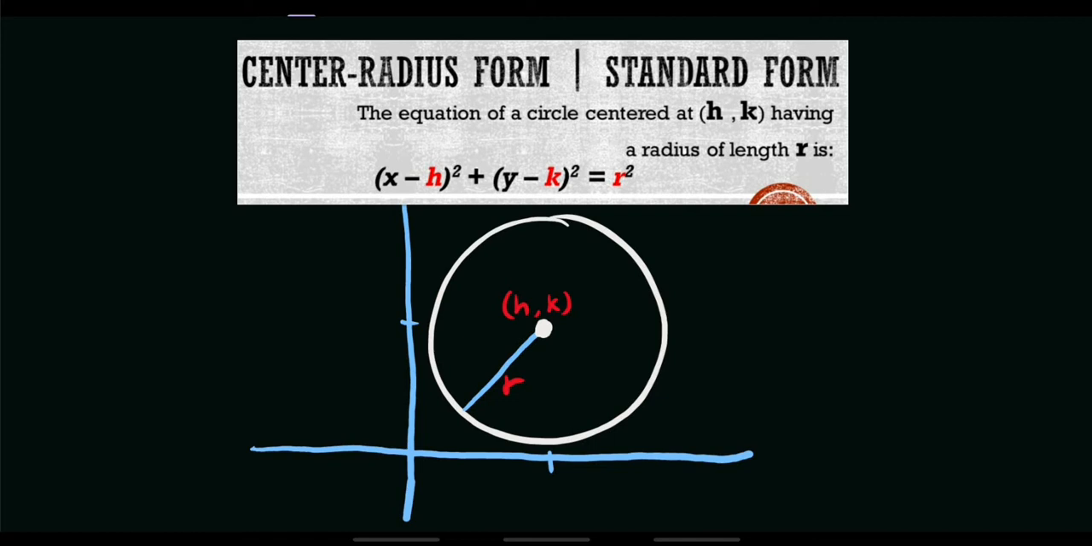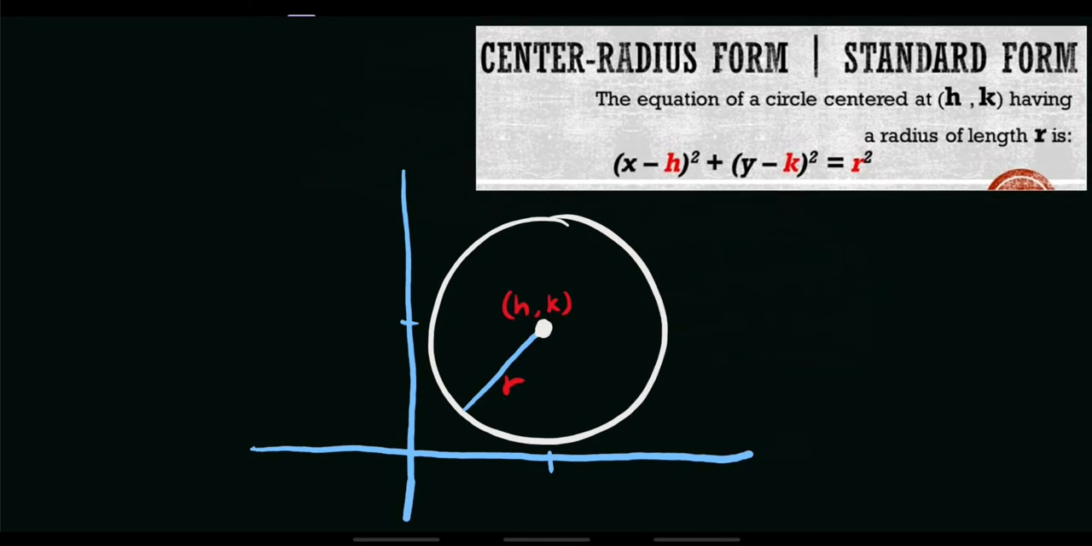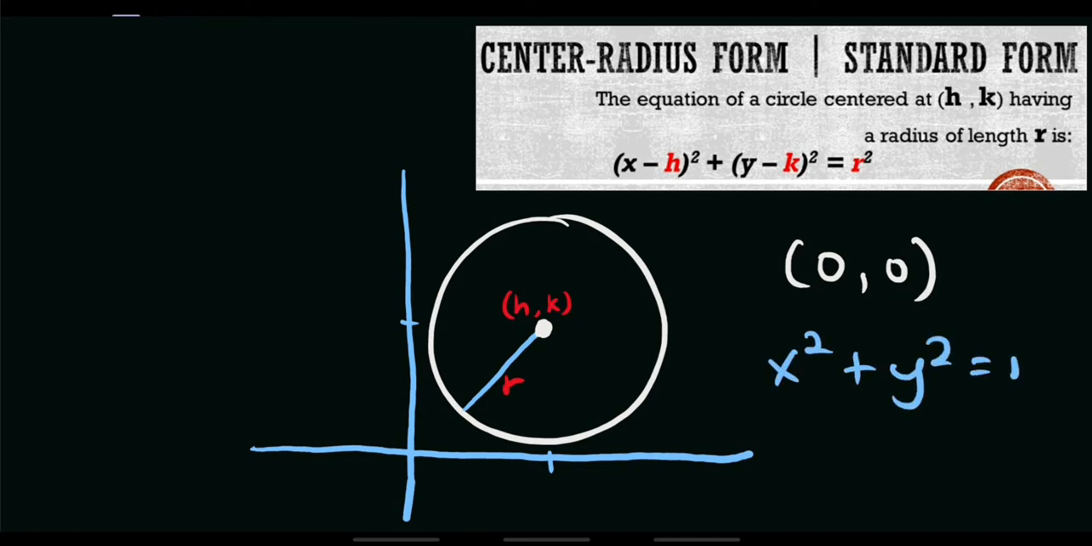Now, there are cases wherein we will encounter problems where the center is at the origin. Since that is at the origin, the center is at point (0, 0). If that's the case, we need to use this formula: x² + y² = r². That is simply our formula if we have the center at the origin given a radius.